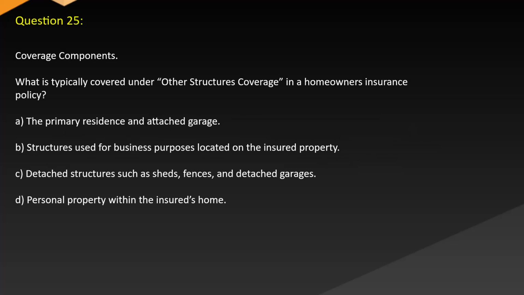Question 25. Coverage components. What is typically covered under other structures coverage in a homeowners insurance policy? A. The primary residence and attached garage. B. Structures used for business purposes located on the insured property. C. Detached structures such as sheds, fences, and detached garages. D. Personal property within the insured's home.